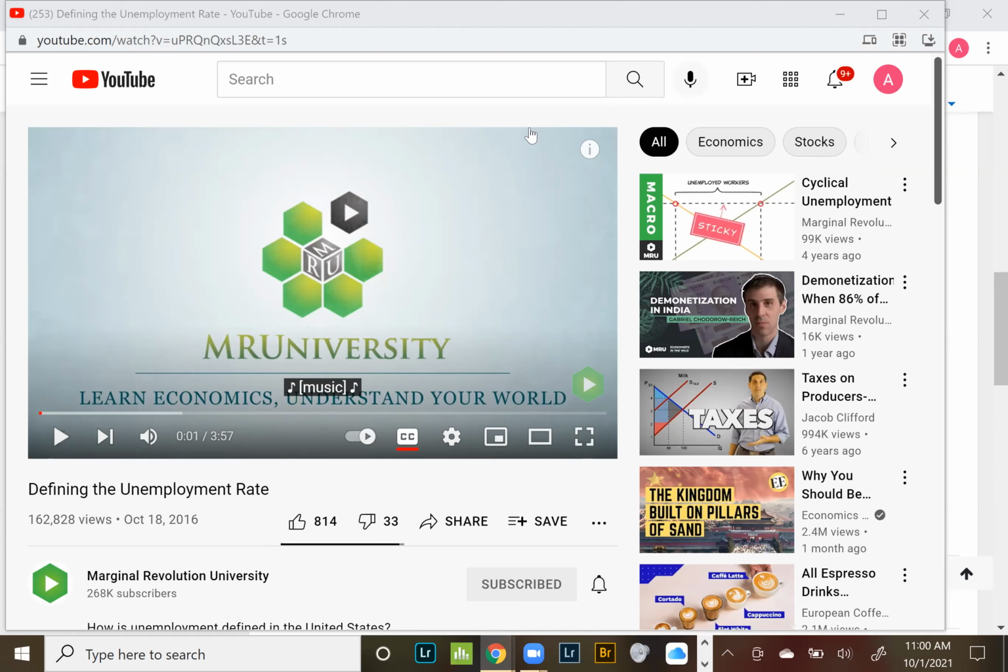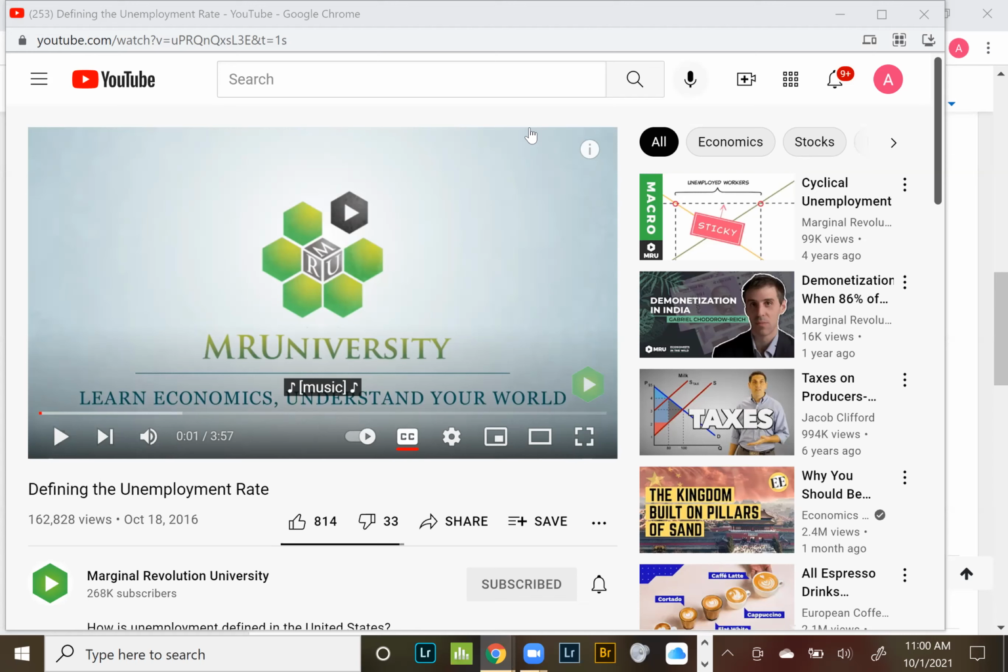The most important part of this definition is that to be considered unemployed, a person must be out of a job but actively looking for work. And that means that they must have taken some action to find a job in the last 4 weeks. The unemployment rate is the number of people who are unemployed divided by the number of people in the civilian labor force, the employed plus the unemployed.